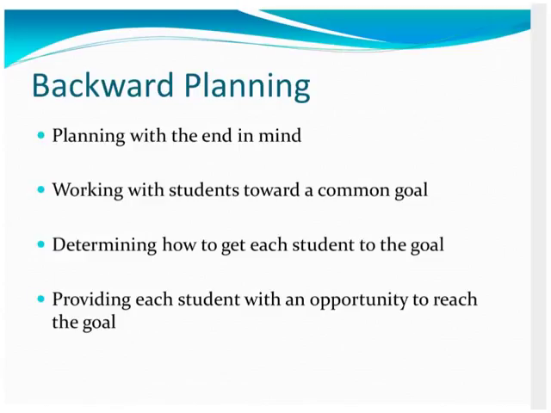As you should have learned from the videos you watched over the last week, backward planning is when we plan with the end in mind. So we're working with our students toward a common goal, which in this case is going to be outlined by our course mission statement. We want to determine how we are going to get each student, regardless of their ability level, their motivation level, their zone of proximal development, to that goal by the end of the school year. And how are we going to provide each student with the opportunity to, in fact, reach the goal that we've set for them?